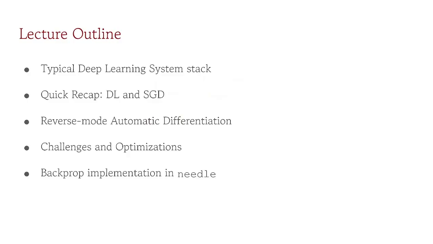In today's lecture, we are going to have a brief look at a typical modern deep learning stack, followed by a quick recap of some essential concepts from deep learning and gradient descent to see where automatic differentiation fits in and the problem it helps us solve. We'll discuss the details of the AD algorithm, specifically the reverse mode variant of it, which is widely used in machine learning. We'll discuss some of the challenges which arise when implementing AD in practice and a very quick look at the sort of optimizations proposed to deal with those challenges.